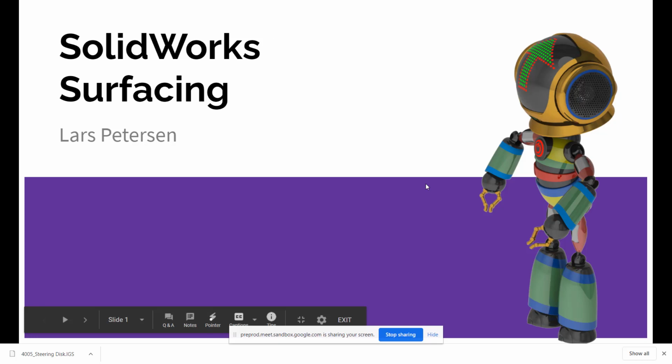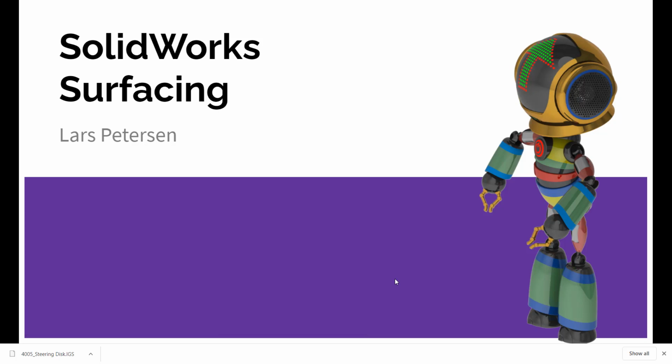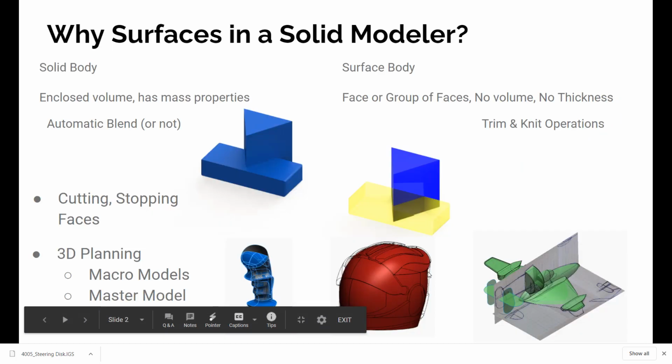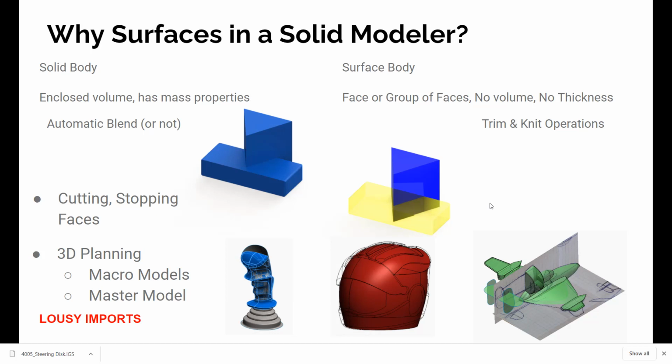Why would we do surfaces in a solid modeler? Well, when you're doing surfaces, you're really just working on the particular face or surface of the part, not actually the entire solid. So you're dealing with a zero thickness, just like the skin of the part that we're working with. There's a lot of reasons people do it.